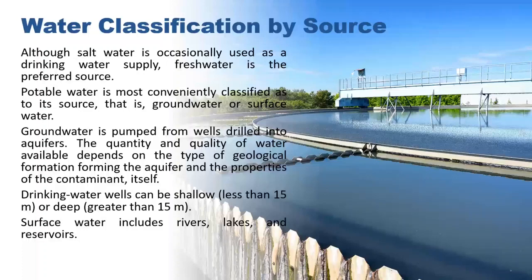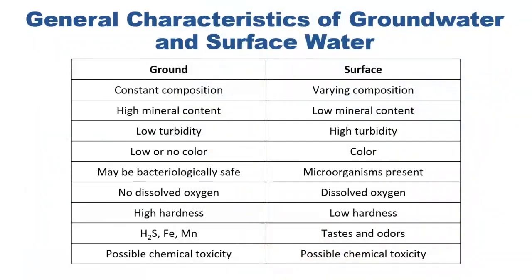Groundwater is pumped from wells drilled into aquifers. The quantity and quality of water available depends on the type of geological formation forming the aquifer and the properties of the contaminant itself. Drinking water wells can be shallow, less than 15 meters, or deep, greater than 15 meters. Surface water includes rivers, lakes, and reservoirs. These are the general characteristics of groundwater and surface water.